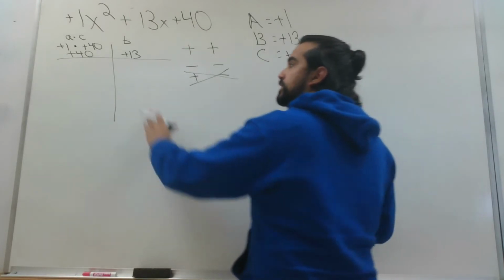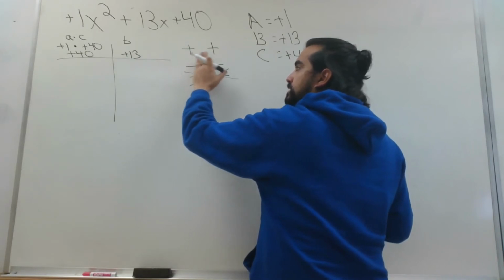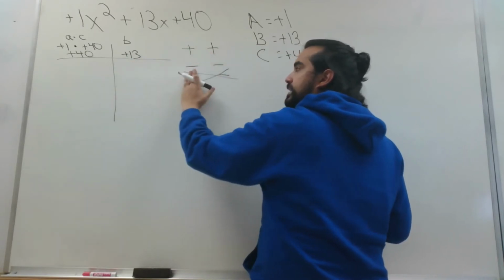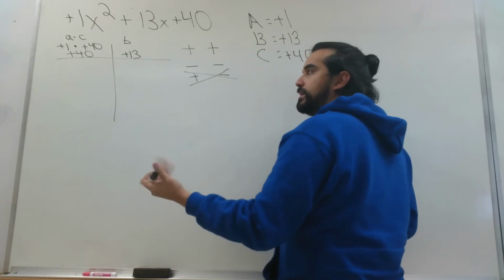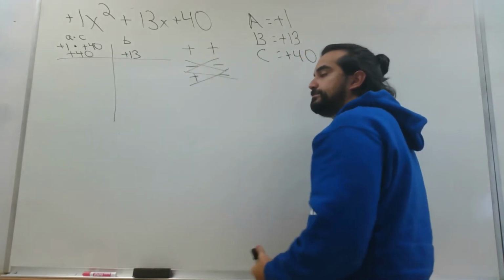Now, they have to add up and give you positive 13. Well, positive plus a positive will give me a positive. Negative plus a negative would give me a negative. So this is wrong. So both of my factors are going to be positives.